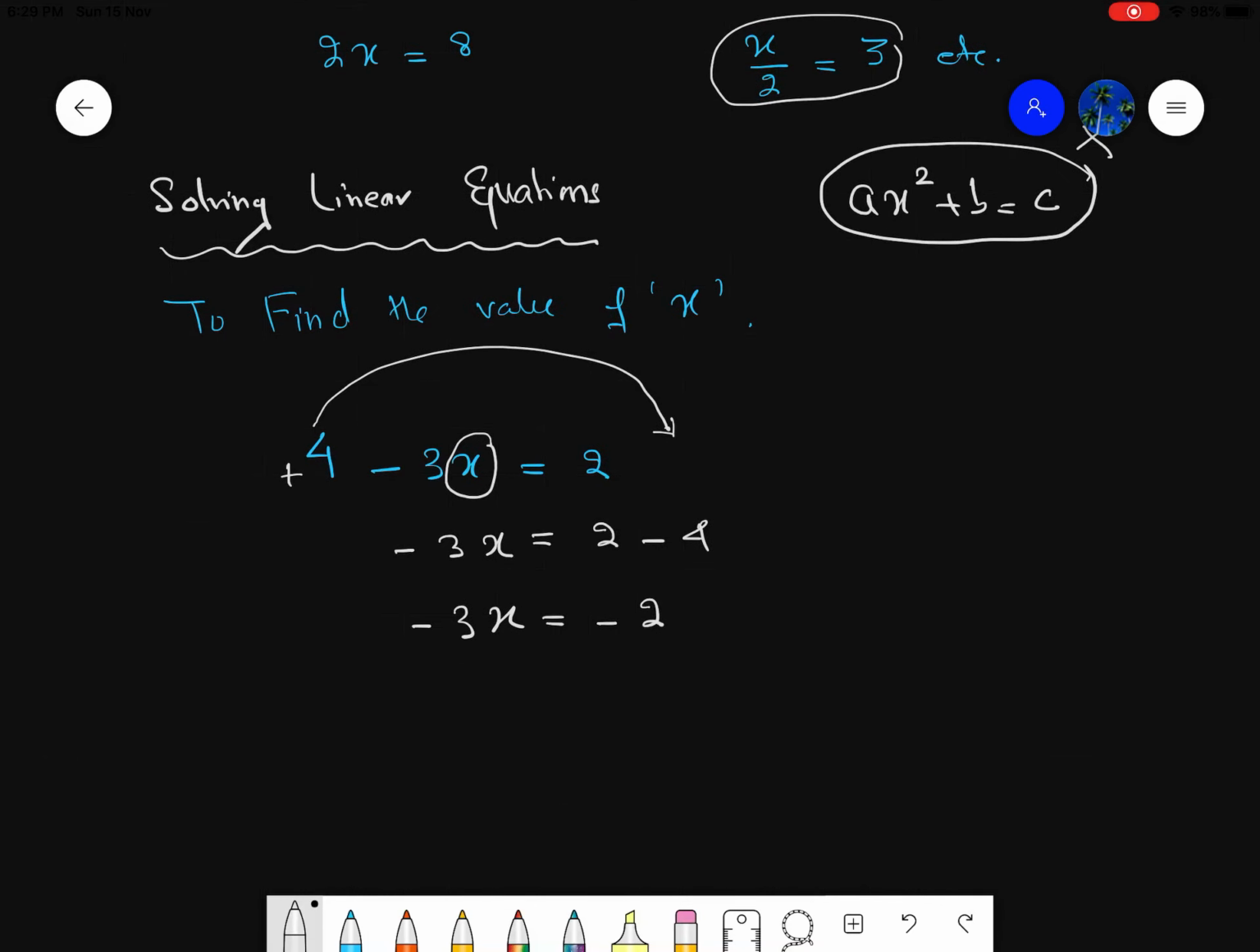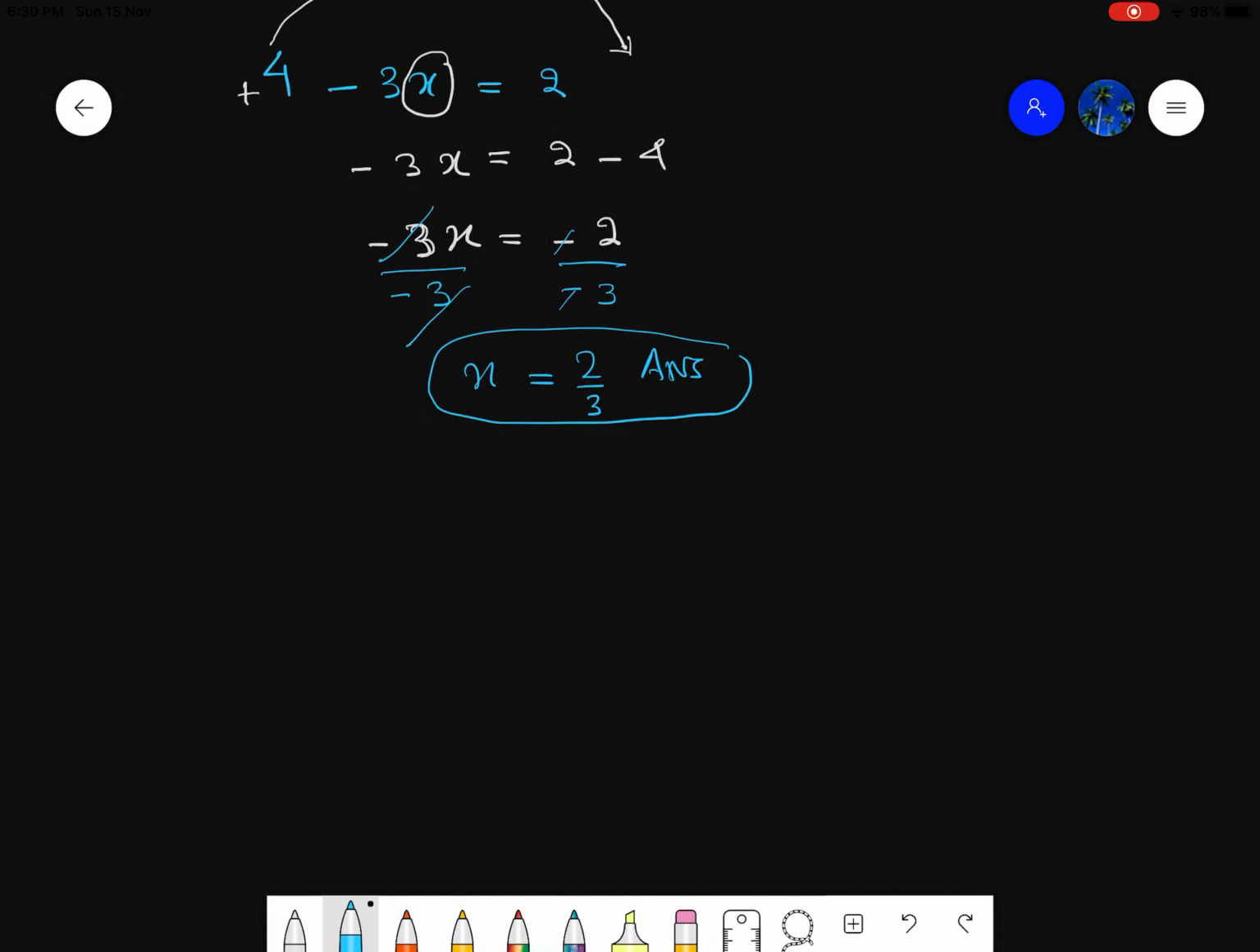Now you know that this negative 3 is being multiplied by x. So it is minus 3 times x. To remove this negative 3, we have to divide both sides of the equation by negative 3. So this cancels and your answer will be, minus divided by minus is always plus. So x is equal to plus 2 over 3. That would be our answer. So you can see how by performing simple steps we can solve a linear equation.